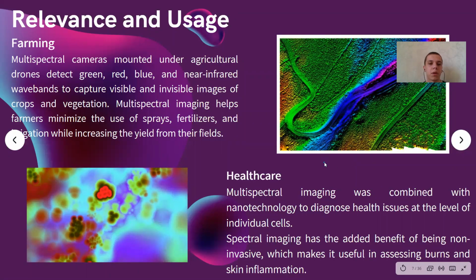Besides, in farming, multispectral imaging helps farmers minimize the use of sprays, fertilizers, and irrigation while increasing the yield from their fields. It is widely used in healthcare to diagnose health issues. Moreover, it is used to diagnose health issues at the level of individual cells.